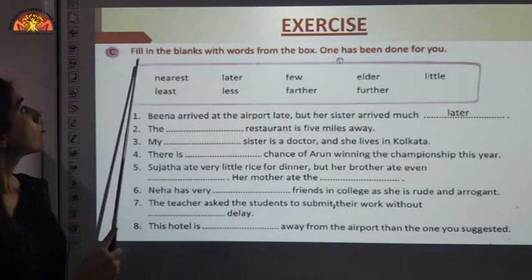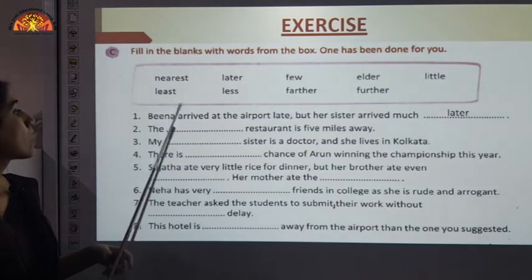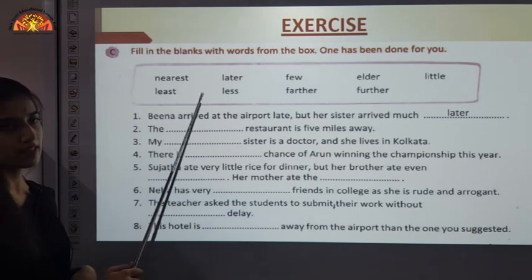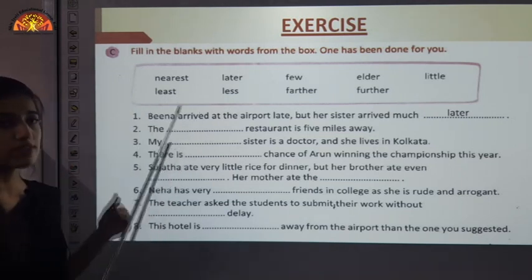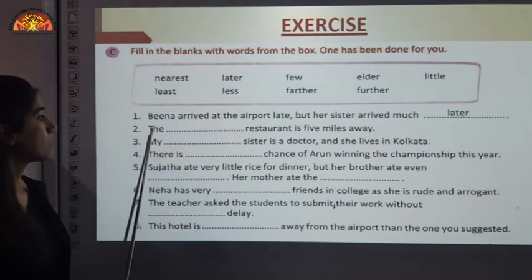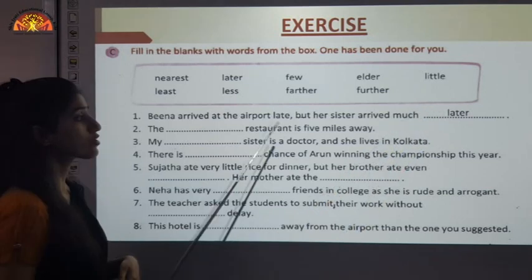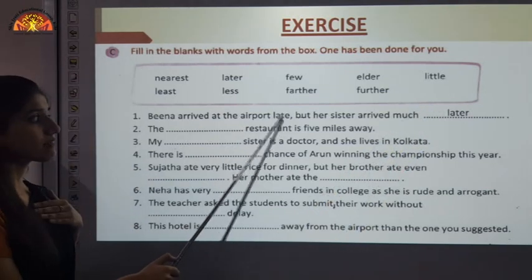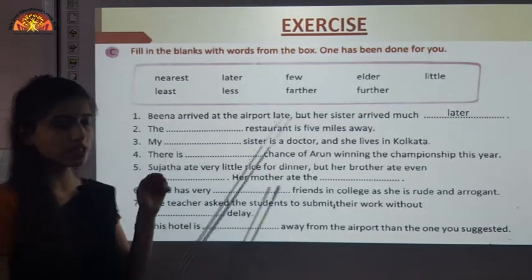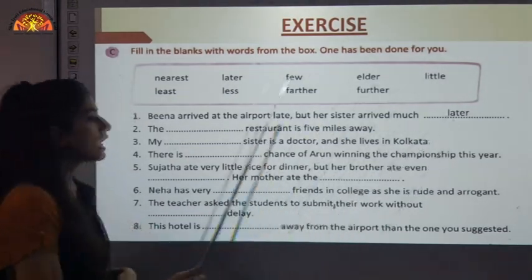Coming to the C exercise, fill in the blanks with words from the box. One has been done for you. So what you have to do is fill these blanks with the words given here in this box. These are all adjectives. Now you have to identify which one is the appropriate one to fill the blank. Beena arrived at the airport late, but her sister arrived much later. So here we have an adjective that is late, and now we are comparing between two things, that is Beena and her sister. So we put the comparative degree of the adjective late, that is later.